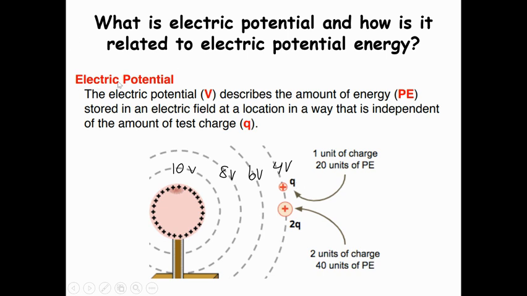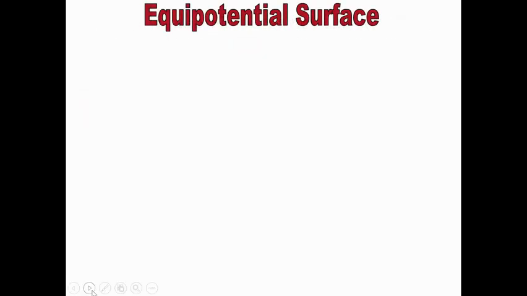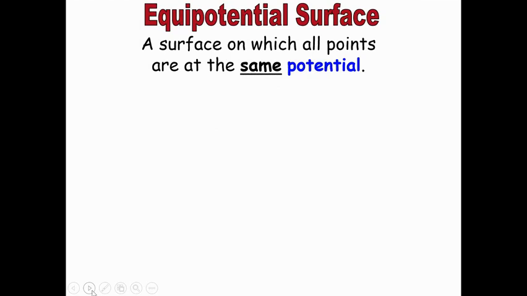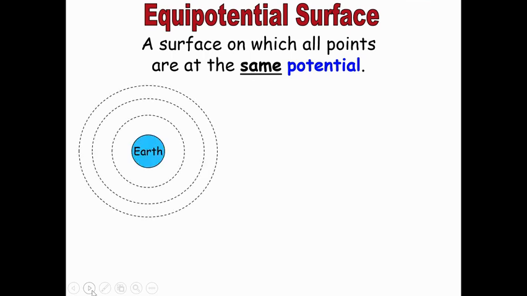So by definition here, the electric potential or voltage describes the amount of energy or potential energy stored in an electric field at a location in a way that is independent of the amount of charge, Q. Equipotential surfaces are surfaces on which all points have the same potential or voltage.